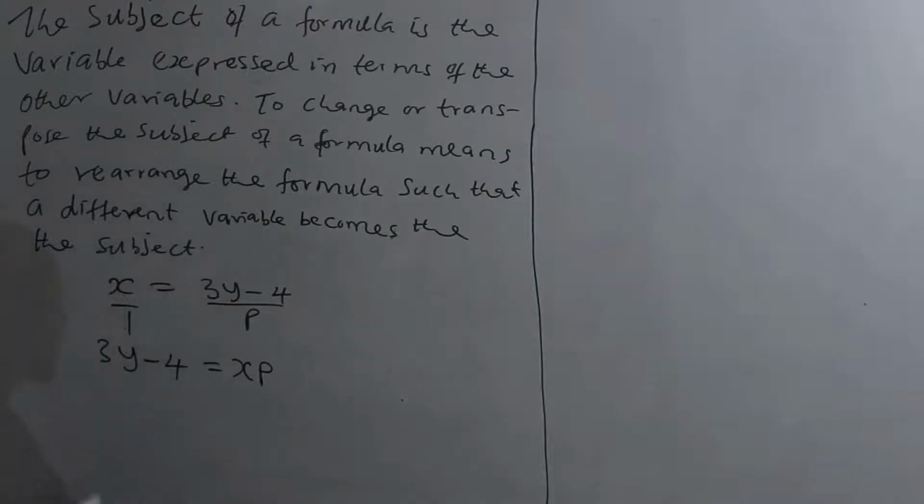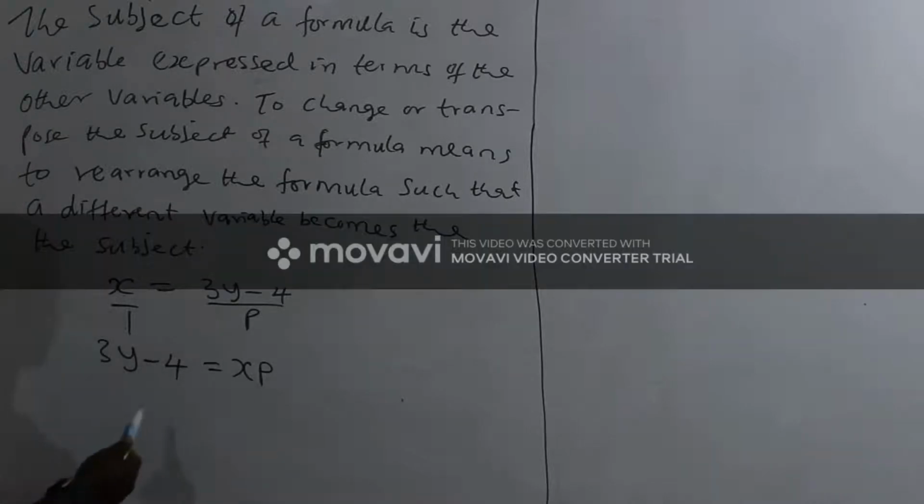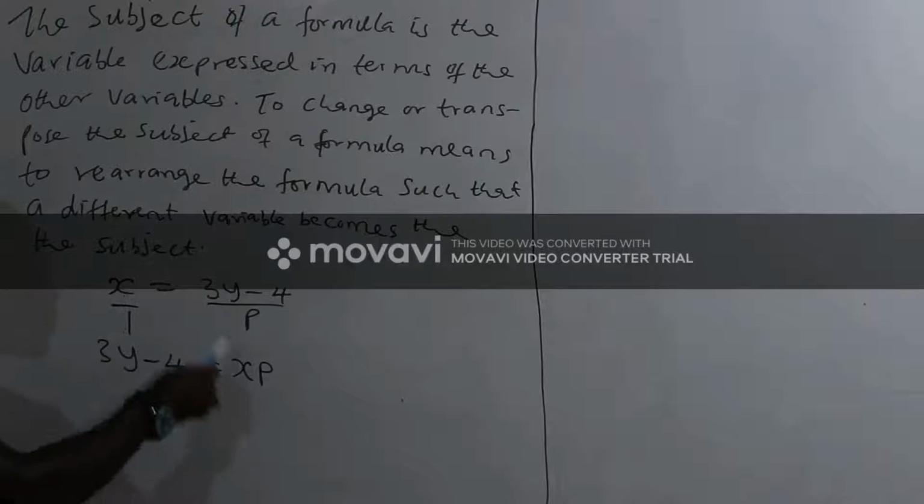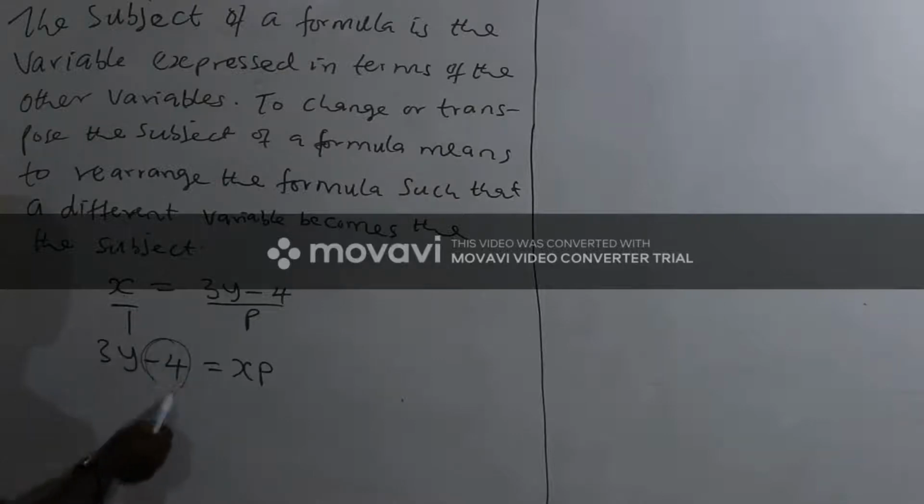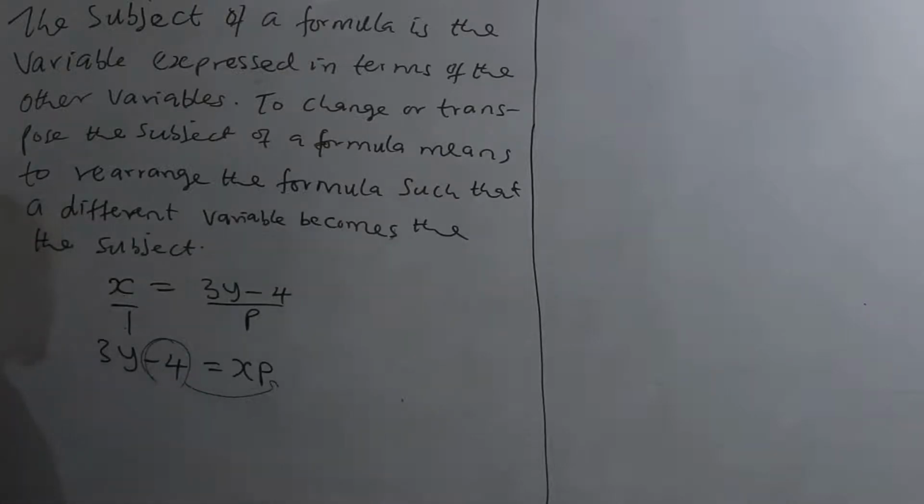Then, just as I said, we are more or less solving for y. So now, to get y, what do we need to do here? Add 4 to both sides of the equation. In other words, we take the minus 4 to the other side of the equation. And that will give us 3y equals xp plus 4.